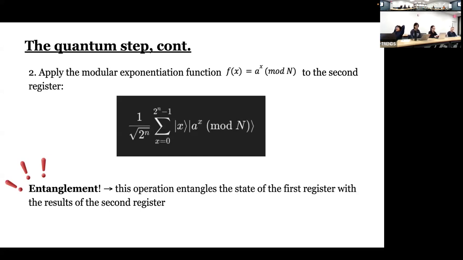Then you apply the modular exponentiation function f of x equal to a to the power of x mod n to the second register. And this is where the entanglement comes in. This operation entangles the state of the first register with the results of the second register. As you can see in the equation, the only thing that's changed is that the second state has been replaced by the modular exponentiation function.